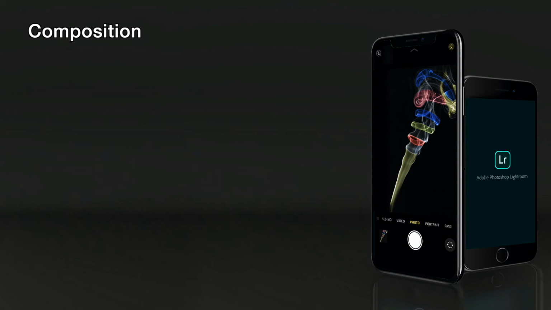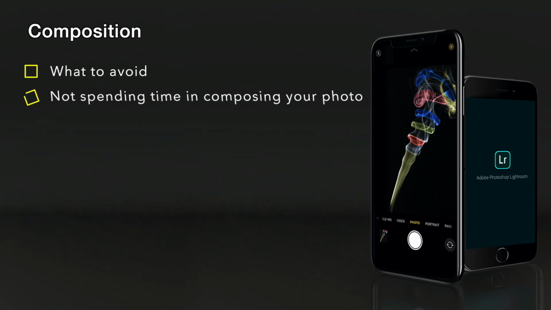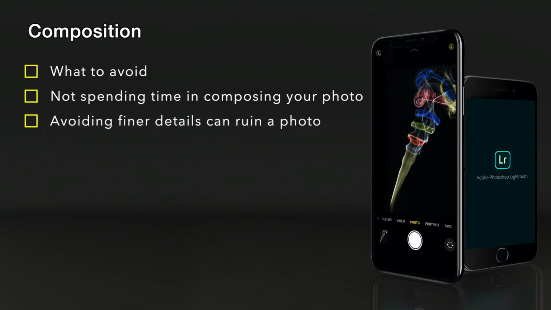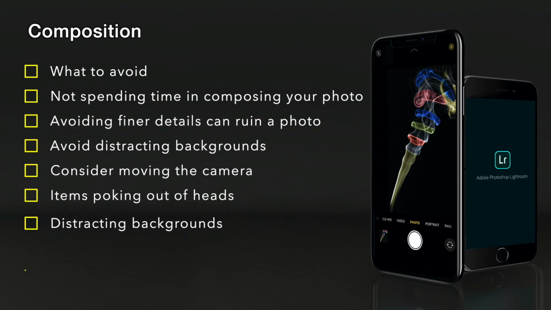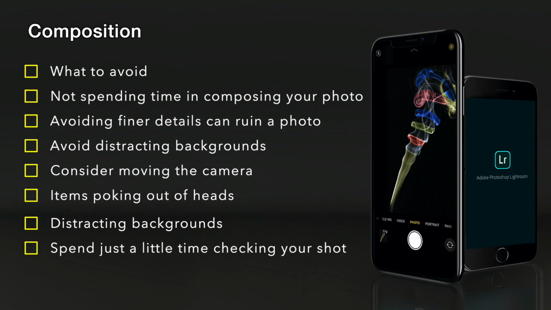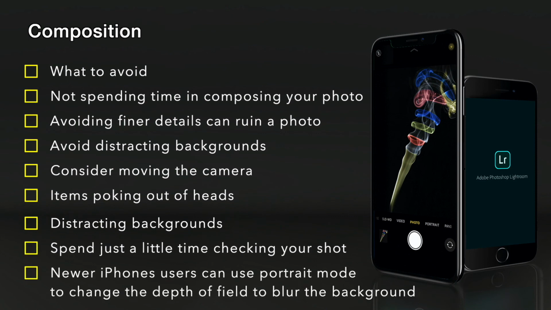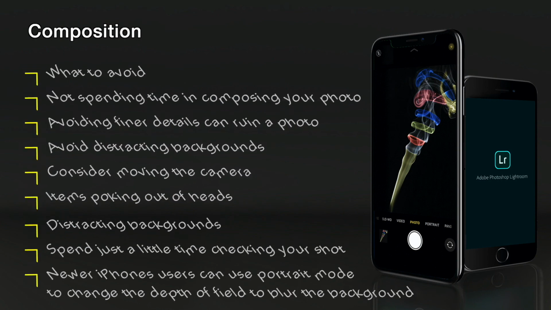What to avoid? Not spending time composing your photo and looking for the finer details can actually ruin a photo. Avoid distracting backgrounds, signs that could disappear if you just move the camera slightly, trees poking out of people's heads, people walking across the back of your shot. Spend just a little time to perfect the photo. For later iPhone users, if you have a portrait mode and the distracting background is not possible to remove, you can change the depth of field to reduce the focus into a slight blur to remove the distraction.